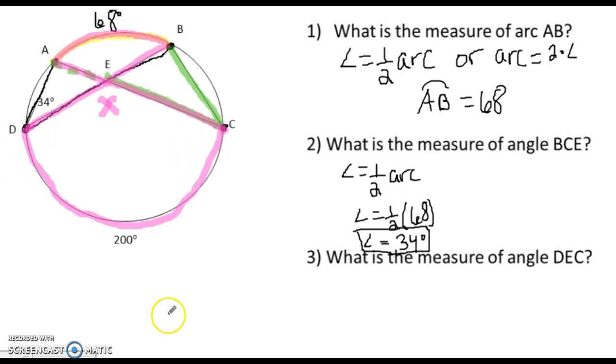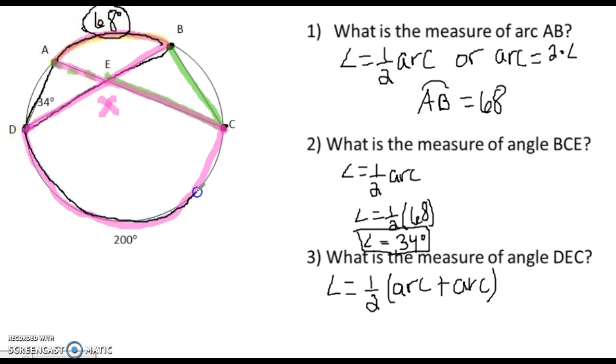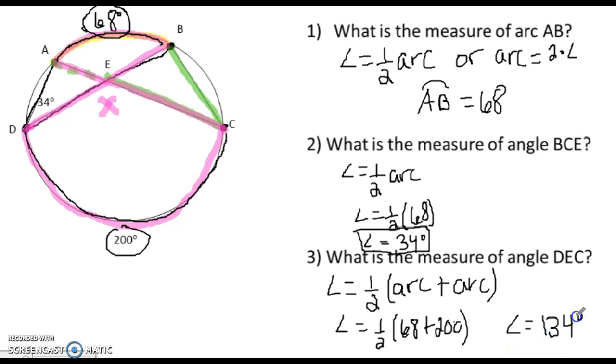But once we create that bow tie, our formula is angle equals 1/2 of the arc plus the arc. So we're talking about this arc, which is 68, and this arc, which is 200. So we can just plug in our values. 68 plus 200, and then we can solve it from there. 68 plus 200 is 268, and half of 268 is 134. So the angle right here equals 134 degrees.